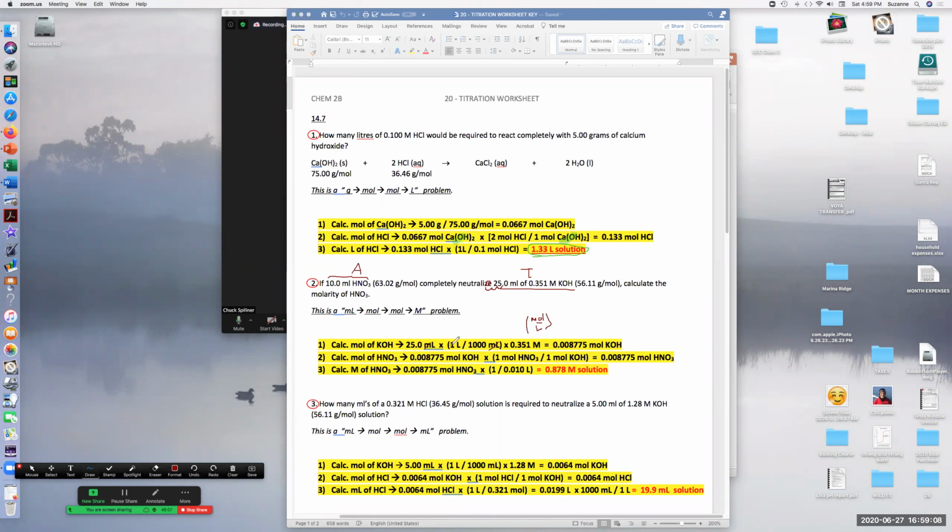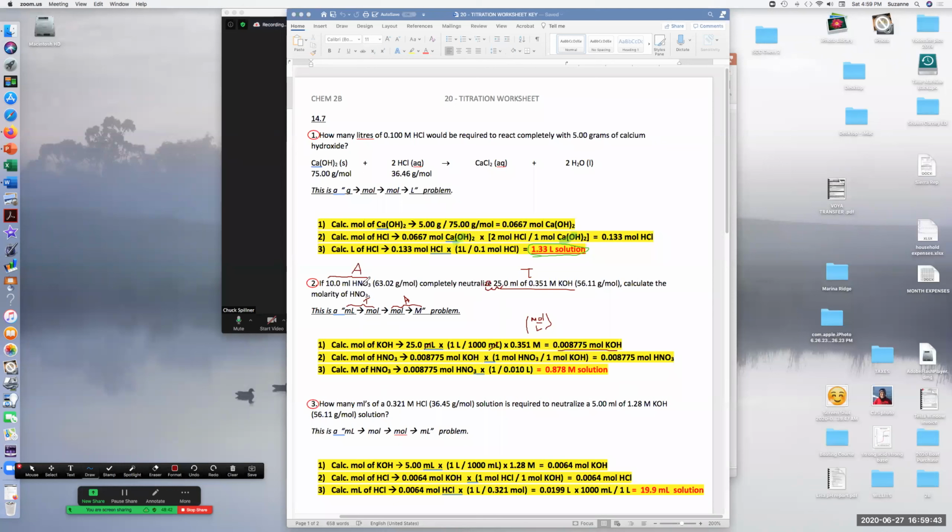So when you multiply liters times moles per liter, you get moles. And our moles of KOH is 0.08775 moles. Next, step 2, we'll calculate the moles of HNO3. So remember in our pathway, this is the titrant side. Once we get moles of titrant, we have to convert it to moles of analyte. And our moles of analyte then, we multiply times the mole ratio of nitric acid to KOH.